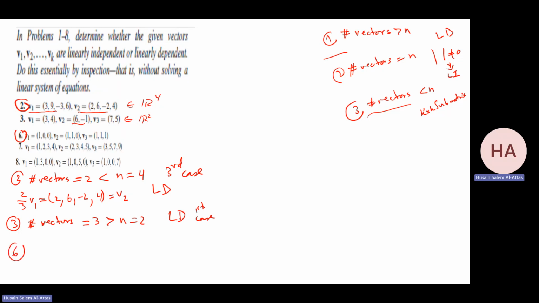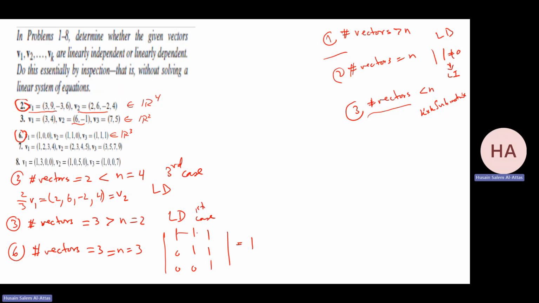Number 6. The number of vectors is 3, and they are in R3. It's equal to n, which is 3. So I need to check the determinant. We know how to do the determinant. So I have to check the determinant of the matrix with rows 1, 0, 0, 1, 1, 0, 1, 1, 1. That gives me what? Very clear.